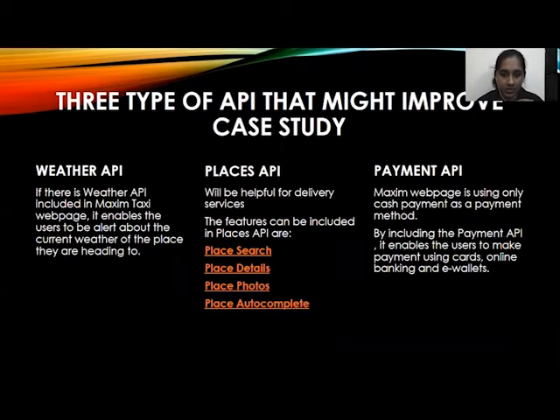Second, Places API. This will be very helpful for the delivery services. The features that can be included in the Places API are Place Search, Place Details, Place Photos, or Place Autocomplete.